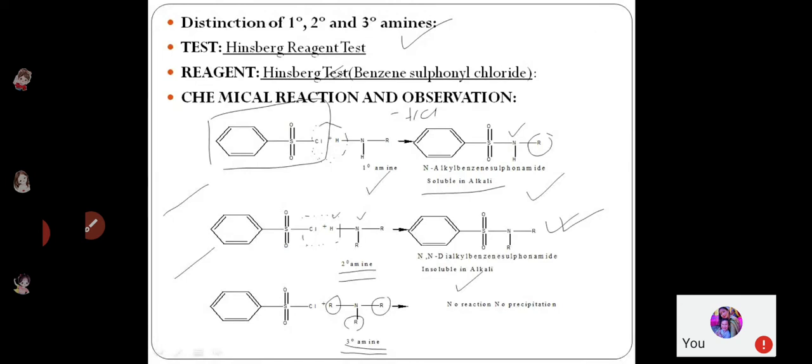It will not react at all. Okay, so this is how we distinguish. If your amine is primary, with sulfonyl chloride it will give a product, and that product will be soluble in alkali. And if your amine is secondary, again it will give a product, but that product will be insoluble in alkali. And the third one, tertiary, will not react at all with benzene sulfonyl chloride.